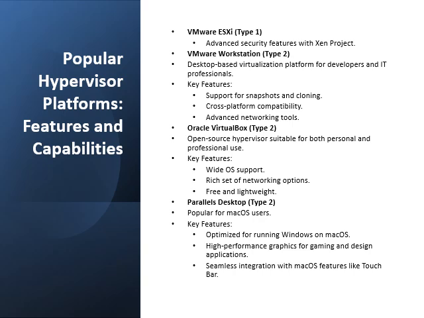Another example of Type 2 is Parallels Desktop. It is popular amongst macOS users. Some of its key features include being optimized for running Windows on macOS. It has high performance graphics for gaming and design applications, which allows gaming and demanding design applications on macOS. It is also seamless in terms of integration with macOS features like Touch Bar and so on.